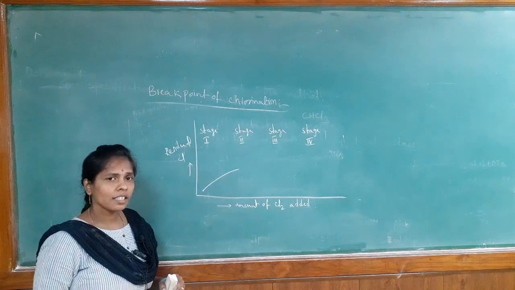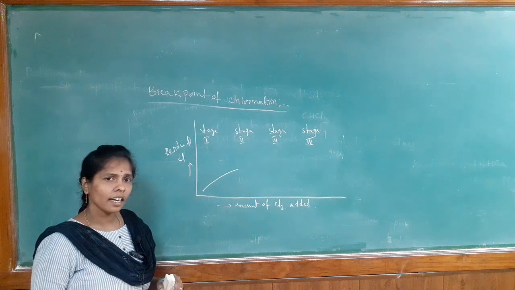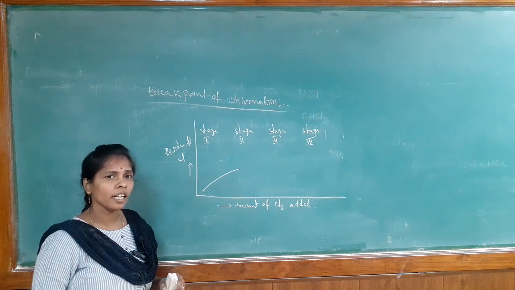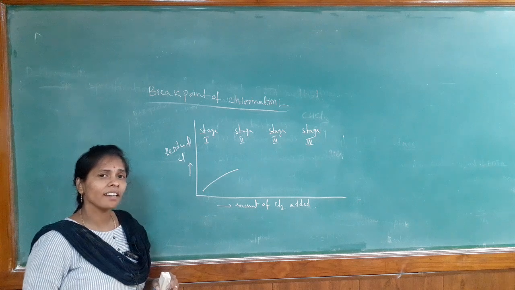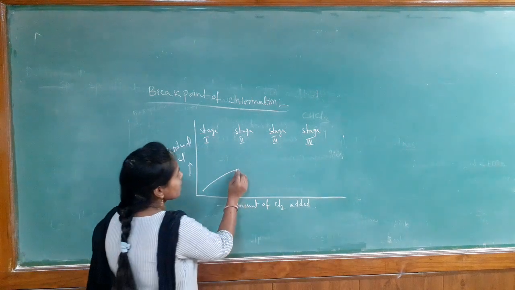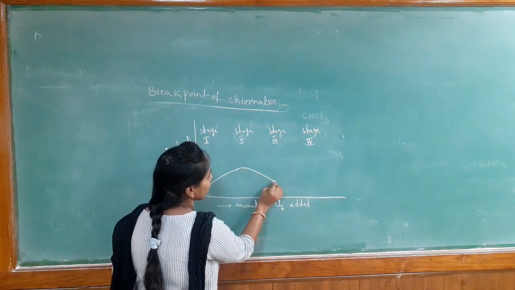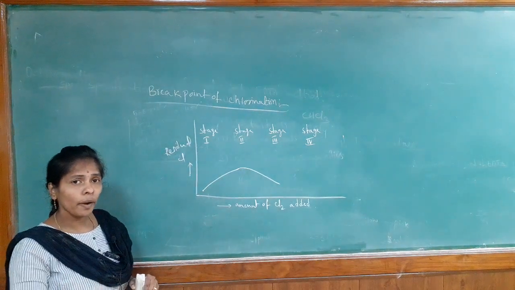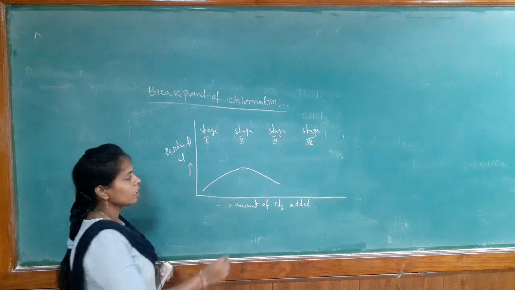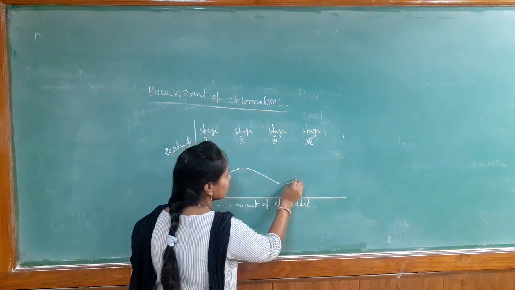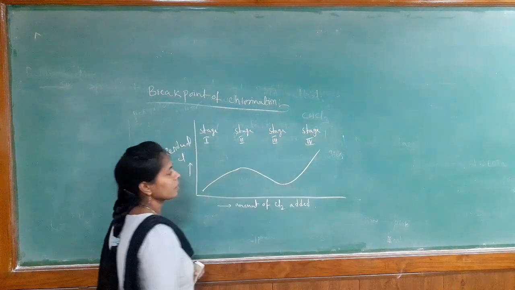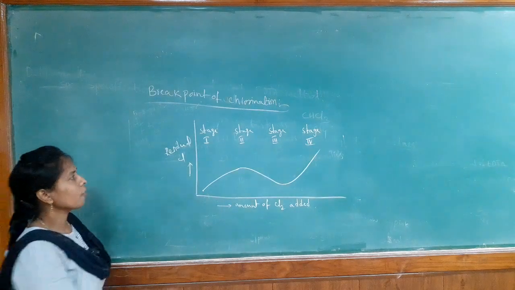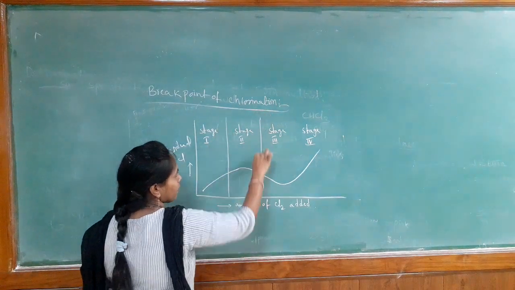What happens at stage 3? At stage 3 the entire bacteria and chloramine and chloroorganic compounds, these 3 are killed. So, at stage 3 there is no residual chlorine. And now at stage 4, the chlorine is increasing in the free state. Yes, these are the 4 stages.